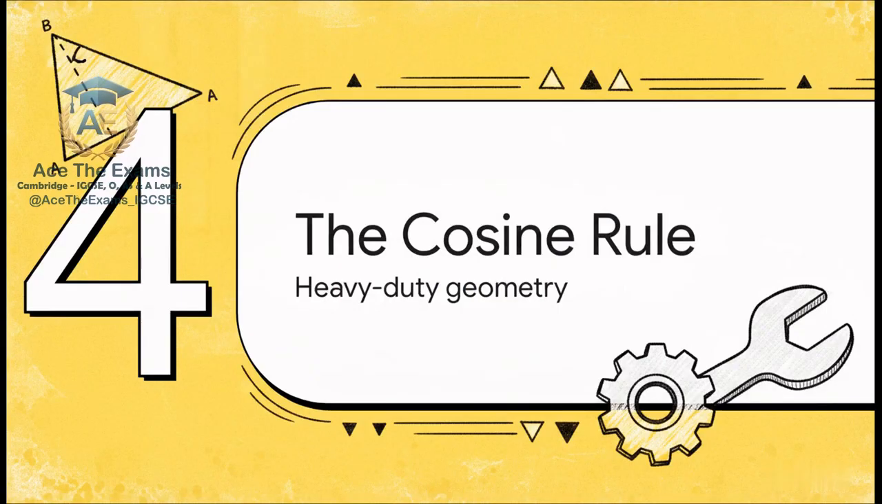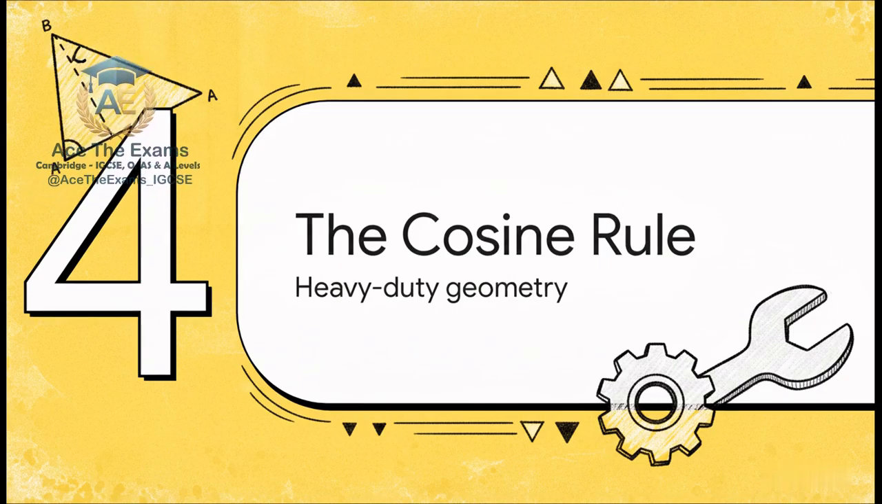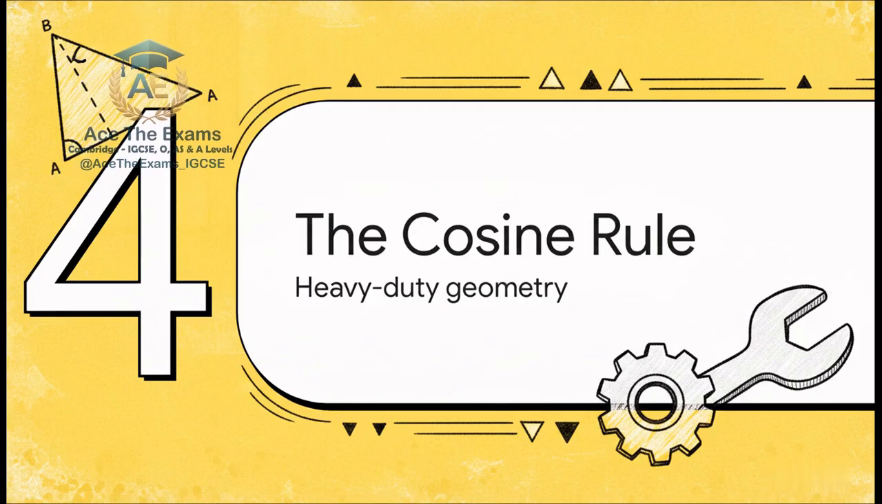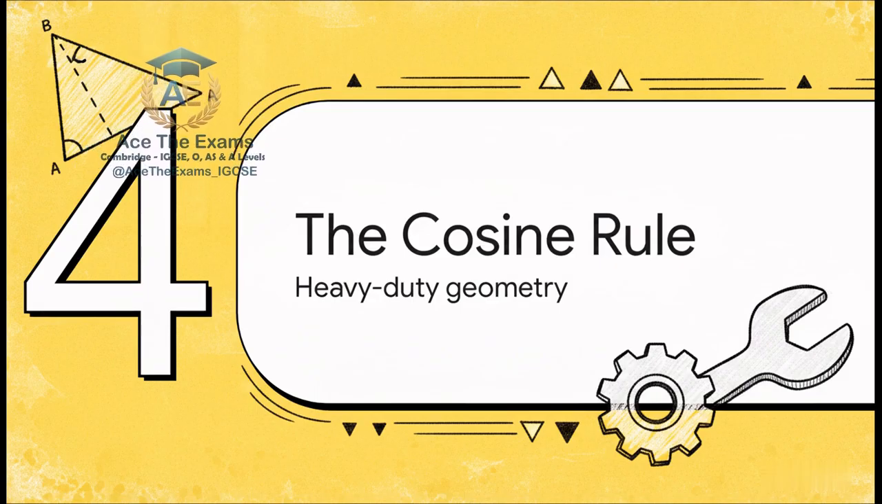Section 4. Mastering the cosine rule. Now the sine rule is fantastic, but if you've been paying close attention, you'll notice it requires you to know a matching pair. You need to know an angle and its exact opposite side to make the formula work. But what if you don't have a matching pair? That is exactly when we bring out our ultimate heavy-duty geometry tool.